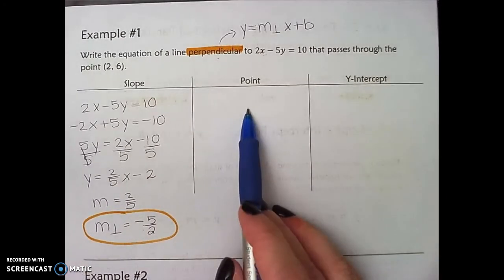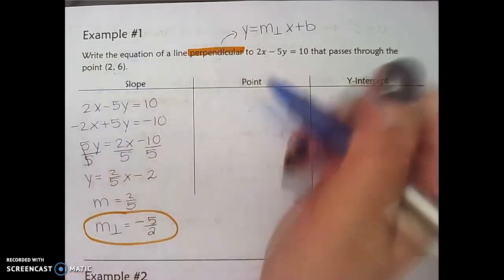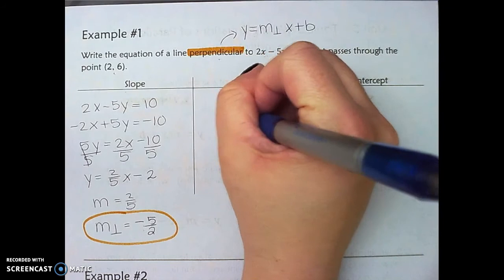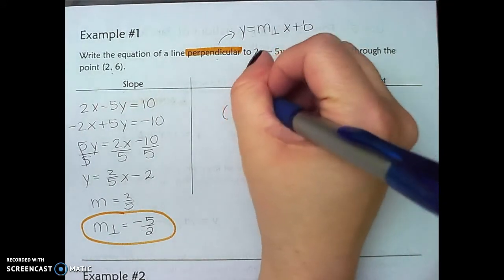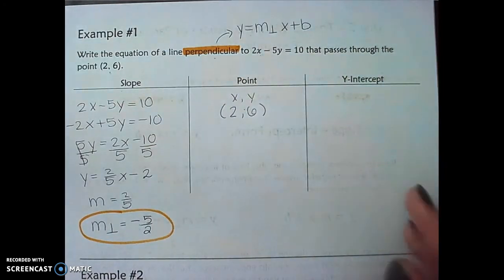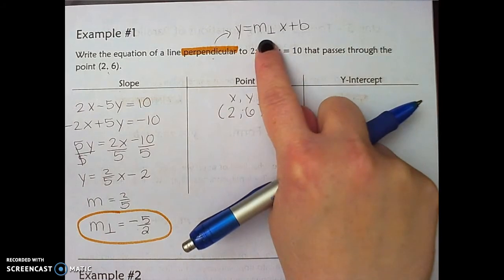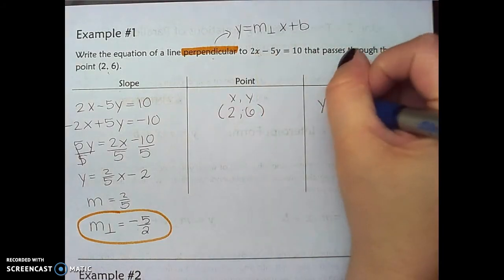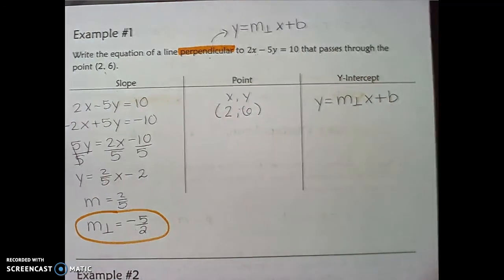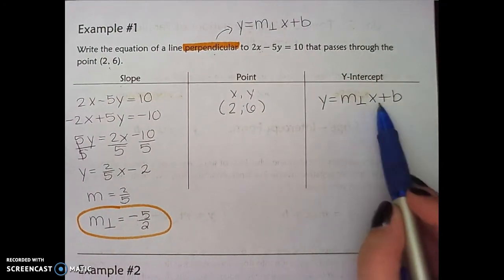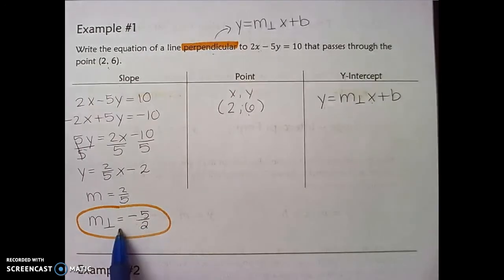Now the point that I'm going to use is the point that's given to me in the problem that my line needs to go through. So my point is 2, 6, and I do think it's helpful to write x, y above the point. Now to find the y-intercept, I'm going to use this equation of a line: y equals my perpendicular slope, x plus b. And I'm just going to make the substitutions. I'm going to substitute x and y for my point, and I'm going to substitute my perpendicular slope from down here.